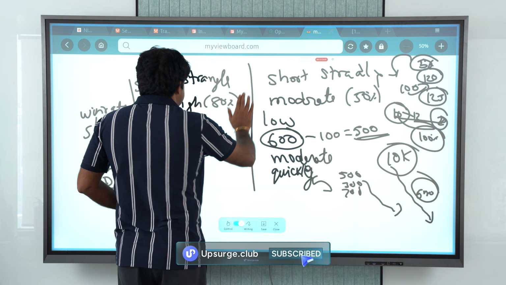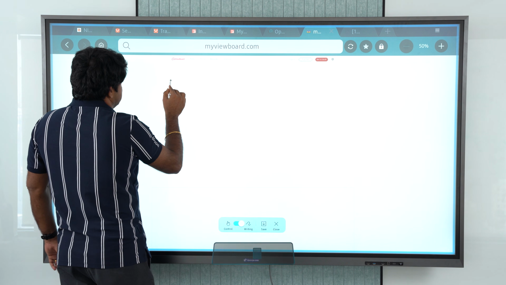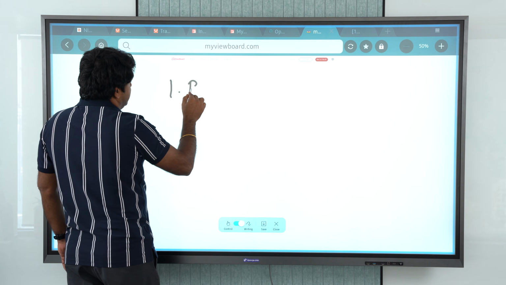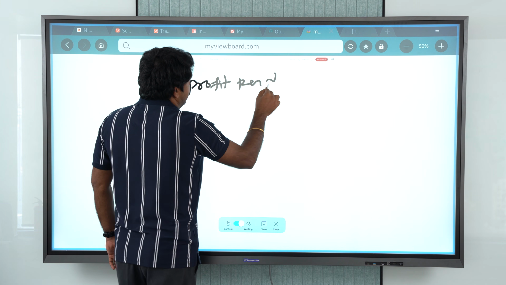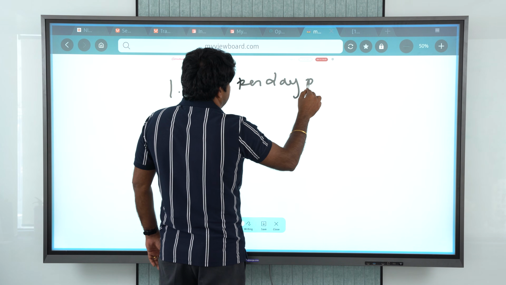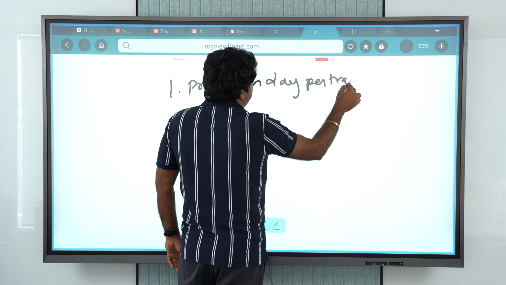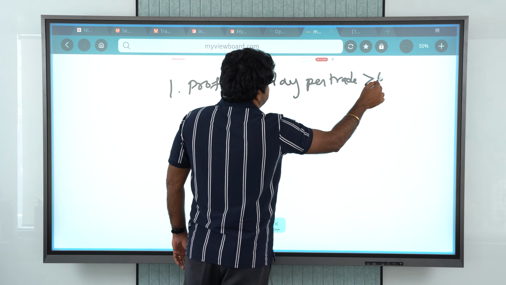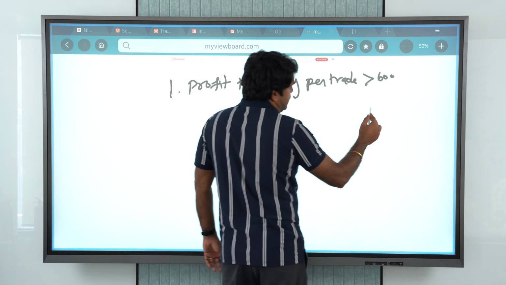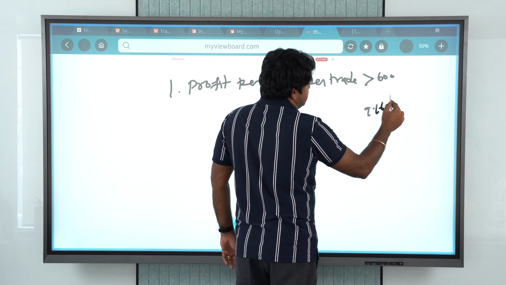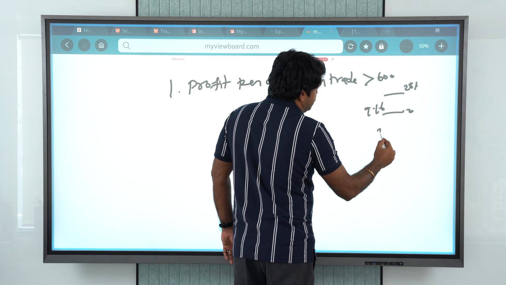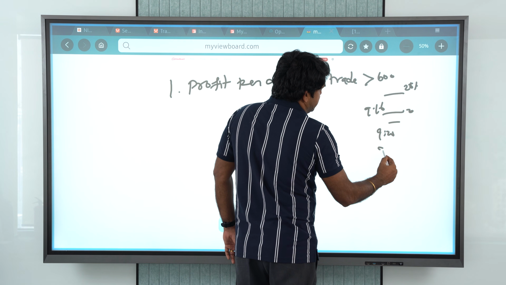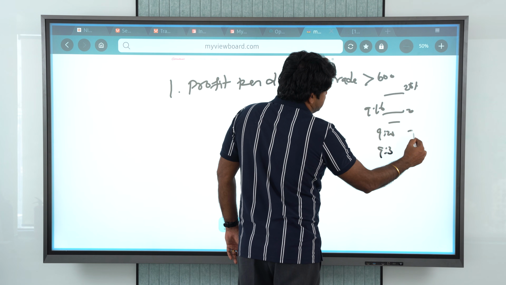There are two reasons I like the short straddle. The first reason is the profit per day per trade is higher than 600 rupees. Say for example, you are entering at 9:16 and selling the at the money call and the at the money put, 20%, 20%, or you take 9:20, or you take 9:30. Okay, you put a 70% stop loss.